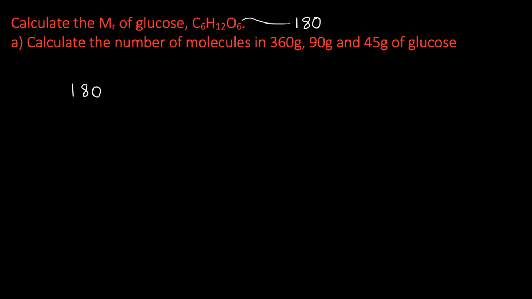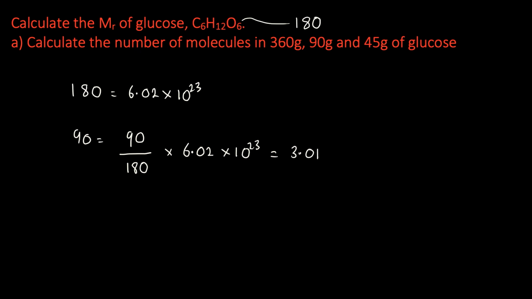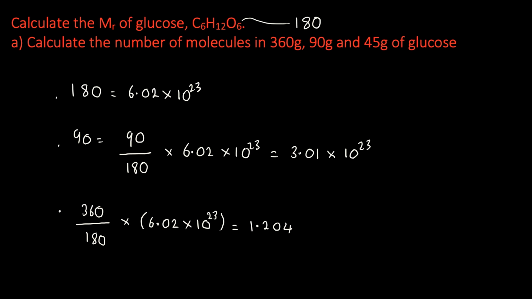In 180 we have 6.02 times 10 to the power of 23 molecules, which means in 90 grams we do 90 divided by 180 multiplied by Avogadro's constant, and we get 3.01 times 10 to the power of 23 molecules. In 360 grams we do 360 divided by 180 multiplied by Avogadro's constant, and we get 1.204 times 10 to the power of 24. And in 45 grams, divide by 180, multiply by Avogadro's constant, and we get 1.505 times 10 to the power of 23 molecules.